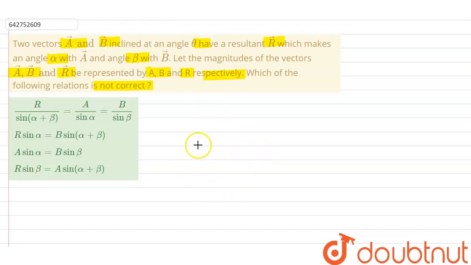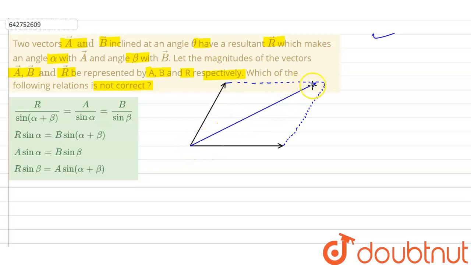At first, we'll draw the diagram. There are two vectors given in the question; consider that this is vector A, and this is vector B. If we draw a line parallel to the first vector, and another line like this, it looks like a parallelogram. After that, the resultant of both the vectors will be in this direction, denoted by R, as given in the question. So this is the resultant.